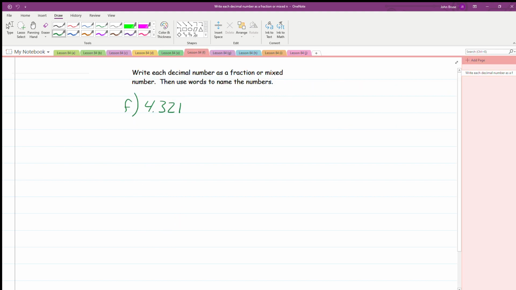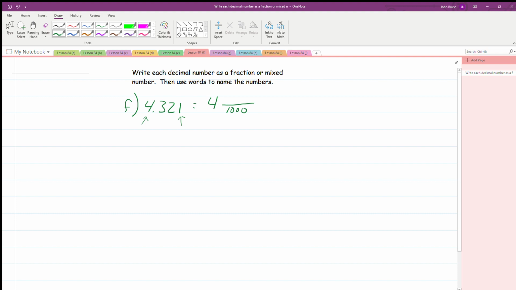Okay, write each decimal as a fraction or mixed number. Then use words to name the numbers. So this one is going to be a mixed number because we have a whole number here. So it's going to be 4 and we go to thousandths. So we're going to put a 1,000 for our denominator.